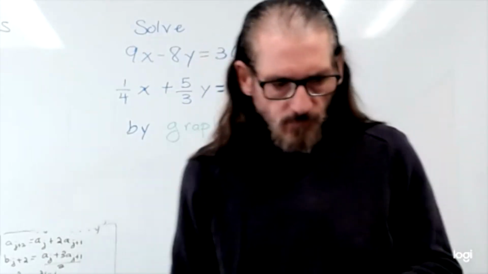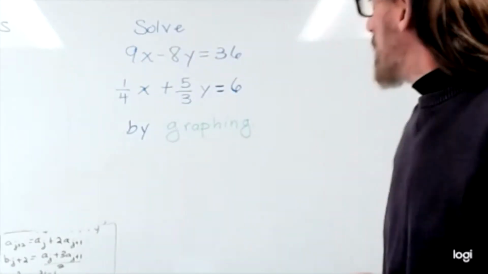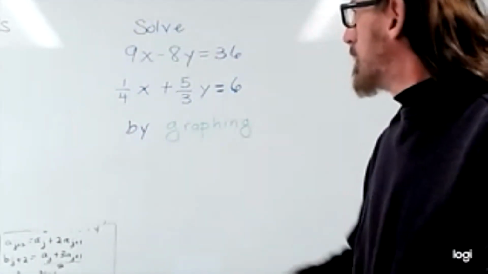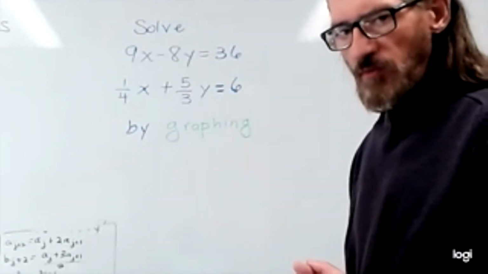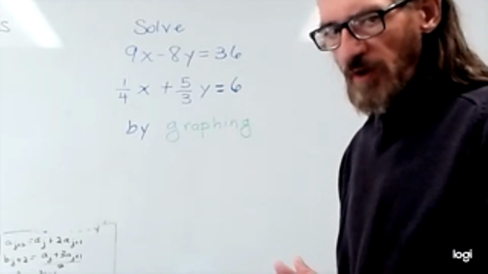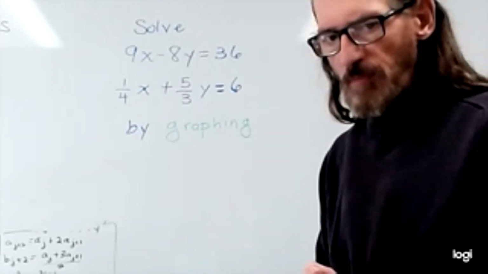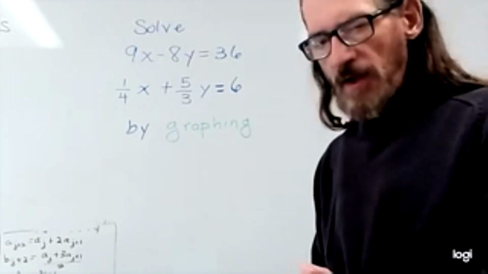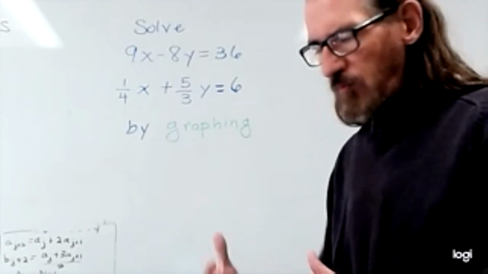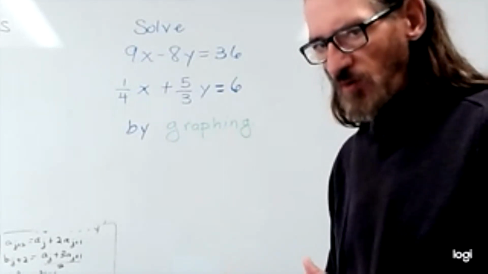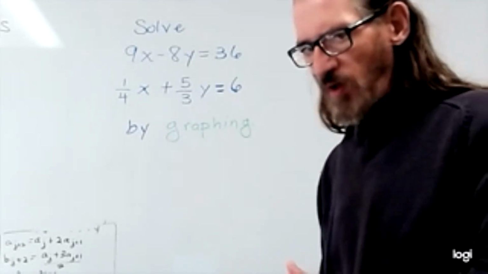So I'm going to solve this 2 by 2 linear system, with 2 equations and 2 variables, first by graphing. And I'm using this one to indicate the limitations of graphing as a way of solving.